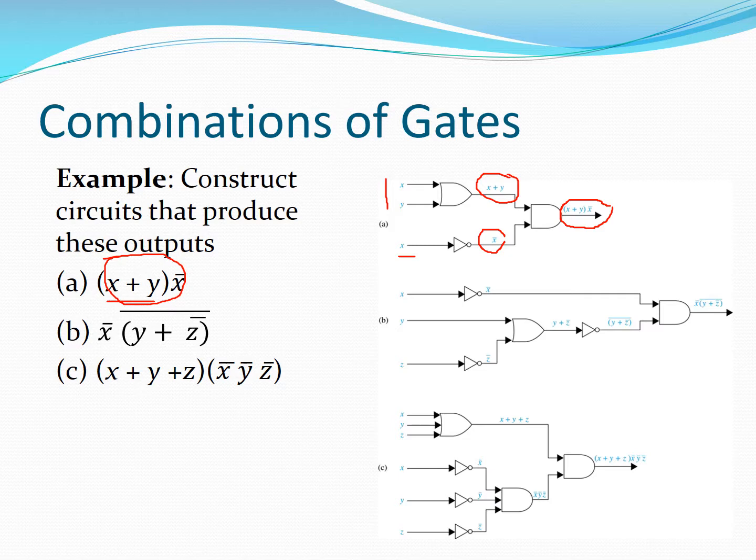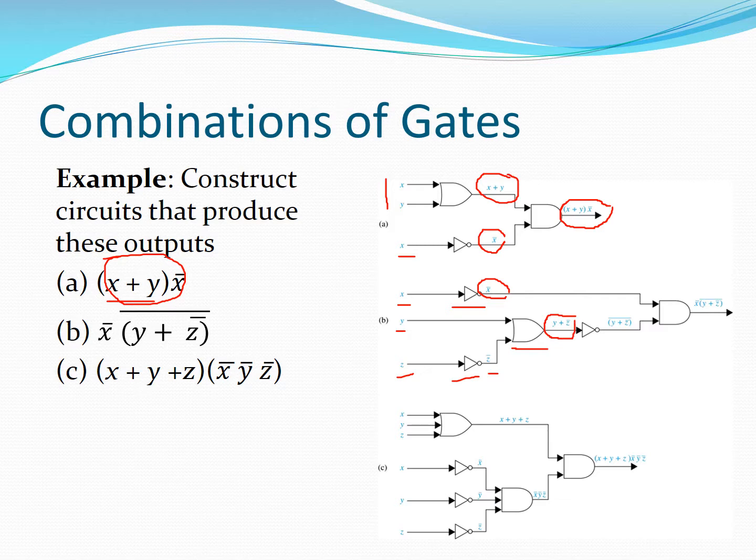So you have x bar, so you pass x through an inverter to give you x bar. What is the second part here? You have y plus z bar whole bar. The first thing you need is the innermost one, which is z bar. So take your z and pass it through an inverter, that gives you z bar. Then take the y and add it to z bar using an OR gate, so that gives you the sum y plus z bar.